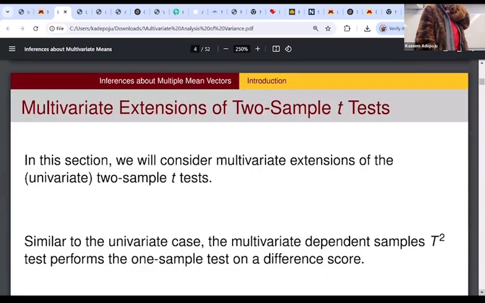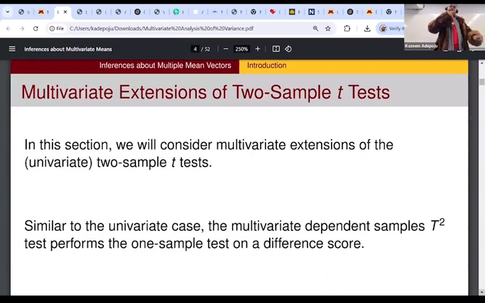Now that you understand the univariate, conducting a t-test in the univariate case, whether to use a paired t-test or a two sample t-test depends on whether you're working with dependent samples or independent samples.